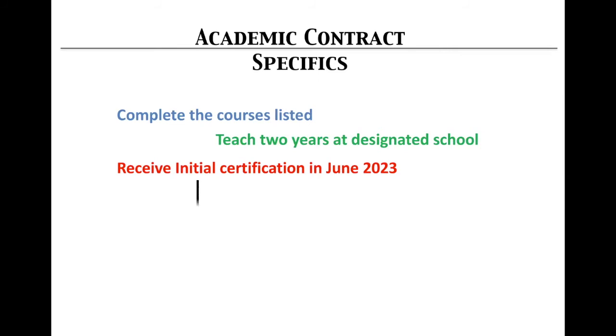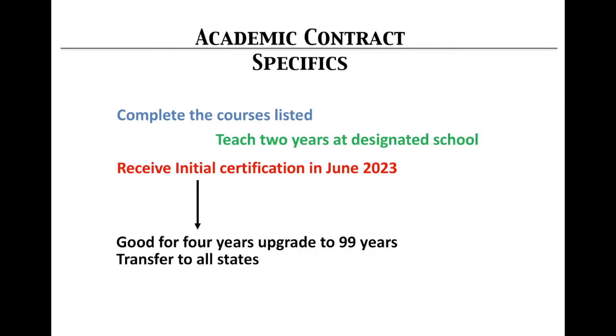Now, after you get initial certification, it's good for 4 years. After 4 years, all you have to do is upgrade it. You don't have to take any courses. You just have to teach for 4 years. So the requirement here before you go to the professional step is you have to teach for 4 years to get that experience. And then you just upgrade it. And when you do that, it's good for 99 years. In other words, for the rest of your career.